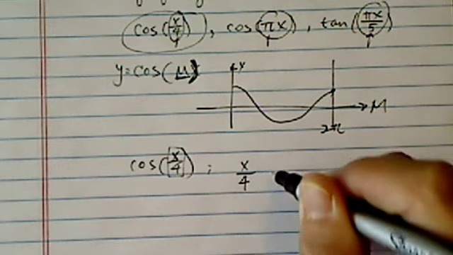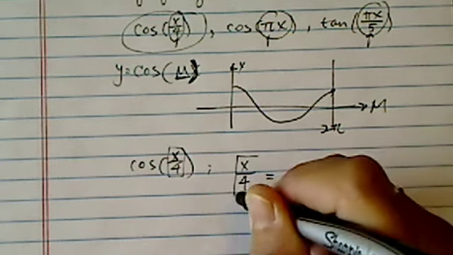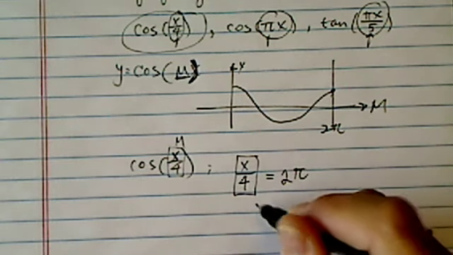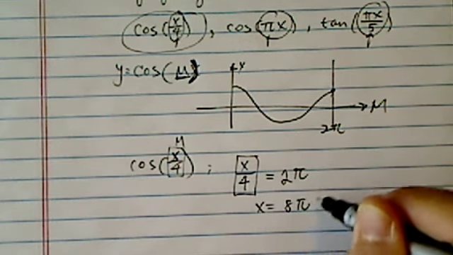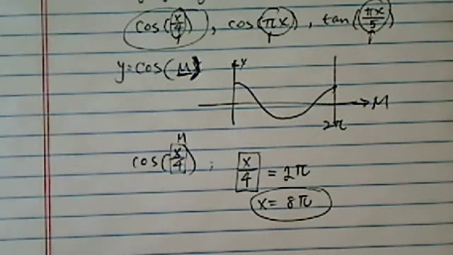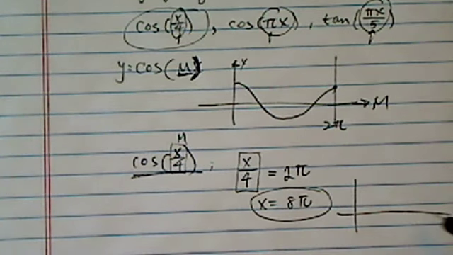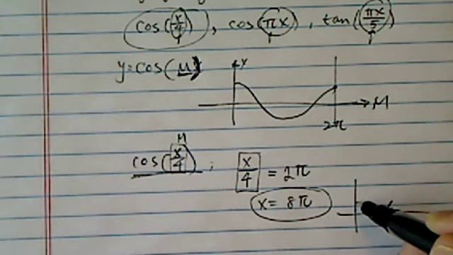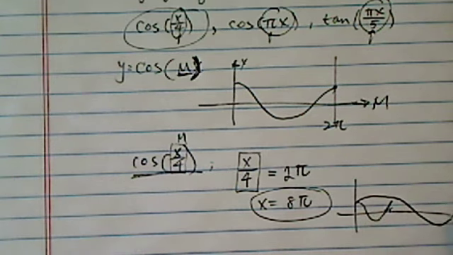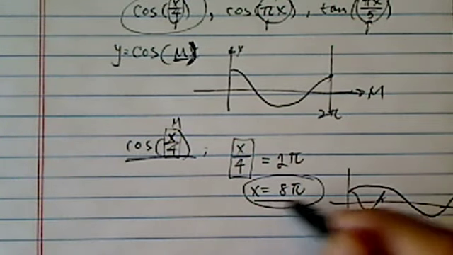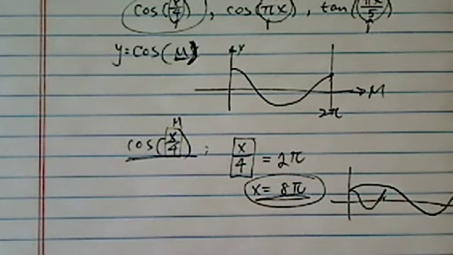You're going to take x over 4. Call this m. When that is equal to 2 pi, then x is equal to 8 pi. So the new periodicity for cosine of x over 4 is x equal to 8 pi. So instead of repeating at just 2 pi, this function gets stretched out. It repeats at 8 pi. That's all it's saying. All right, let's go on to the next one.